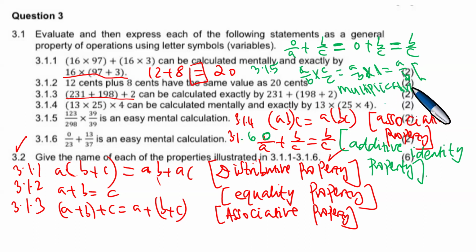Multiplicative identity property, because the one is a multiplicative identity, okay? Because under multiplication, the one does not change things. It does not change entities.